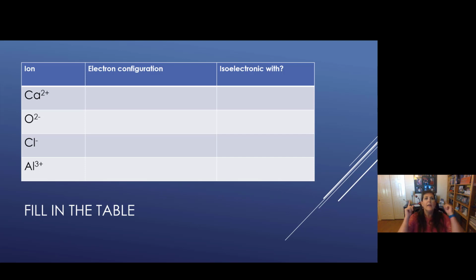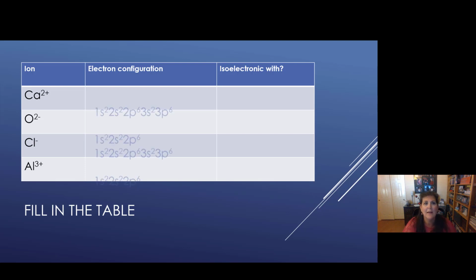All right, here is an example exam problem. I want you to write down the electron configuration for these ions and who they're isoelectronic with. Get your scratch paper, get your pencil or pen. Really, this is exactly what we're going to ask on an exam or a quiz. So get your periodic table, hit pause, and fill in this table.